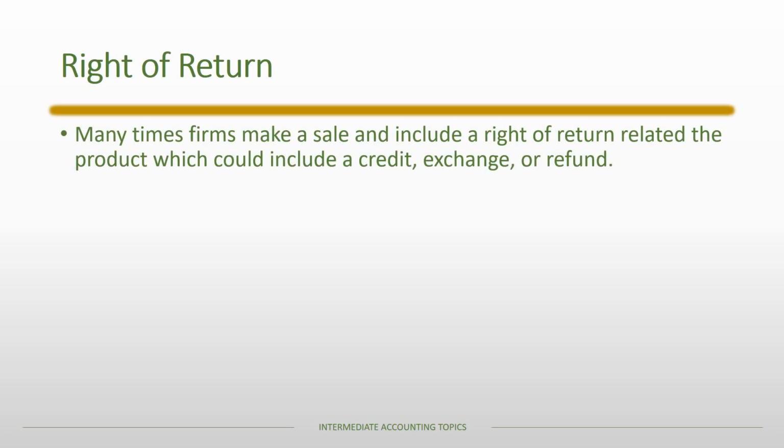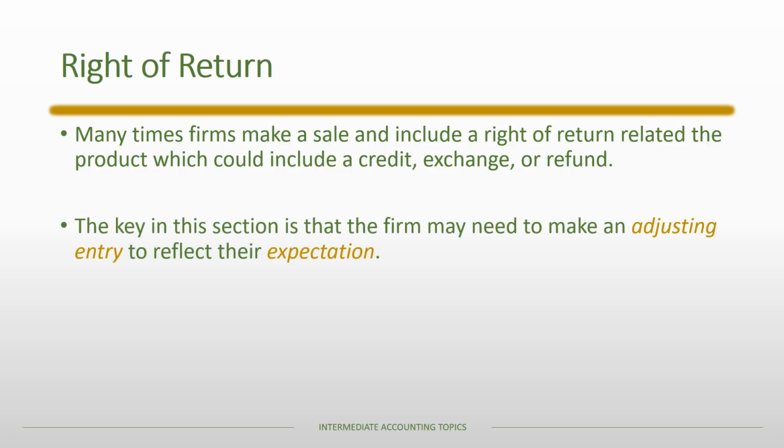A lot of times a firm may make a sale and give the customer the right to return the item at a later date. A lot of times the seller will give the buyer a credit. They might exchange it for a new item or obviously give them a cash refund. The key we're going to be talking about here, though, is that there's potentially an adjusting entry so that the firm's expectations are reflected in their financial statements.